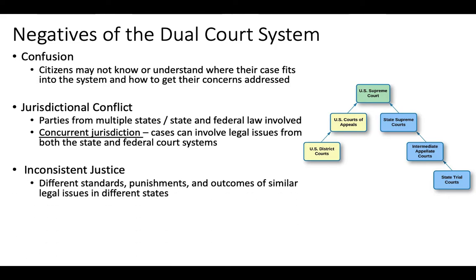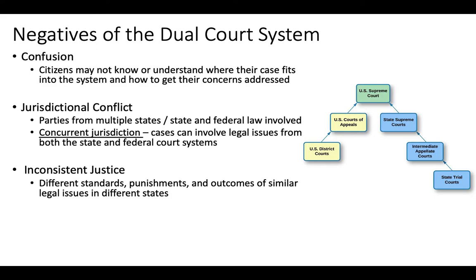The third negative of the dual court system is inconsistent justice. Since we have 50 states with 50 different court systems, the standards, punishments, and outcomes of similar legal issues can be different in different states. Penalties for violating traffic laws, for instance, can be different in different states. The rules and regulations about things such as abortion can be different from state to state.